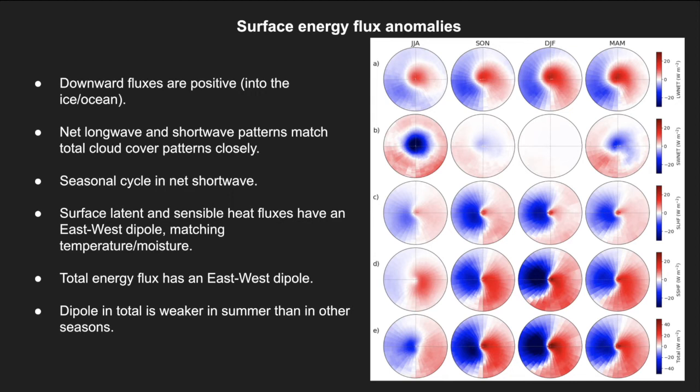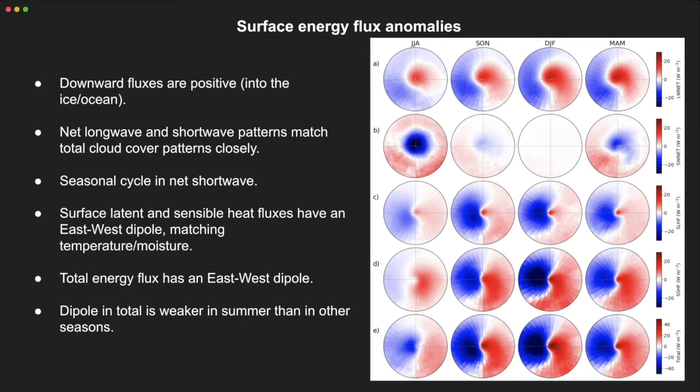I won't go too much into breaking down the surface latent heat flux and surface sensible heat flux patterns, but you can see they correspond quite closely to the east-west pattern of the temperature and moisture dipoles, and so you get increased energy going into the ice surface to the east and decrease to the west, and all of these kind of sum up to, in the total, give this dipole of more energy going to the surface to the east of cyclones and reduced energy to the west of cyclones.